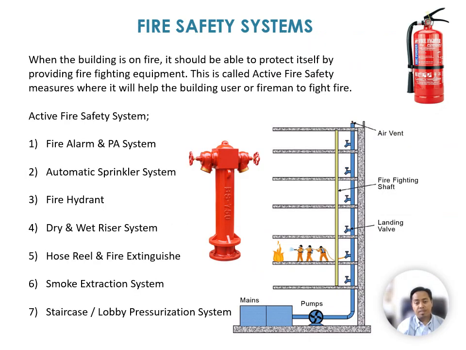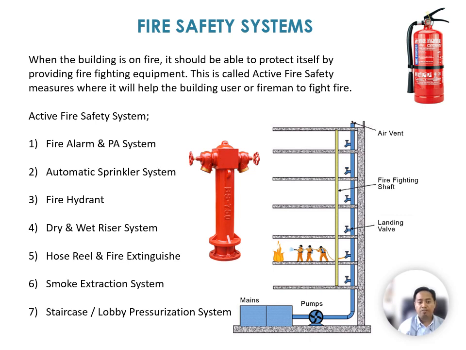Fire safety system. When the building is on fire, it should be able to protect itself by providing firefighting equipment. This is called active fire safety measures, where it will help the building user or fireman to fight fire. There are 7 active fire safety systems in a building.